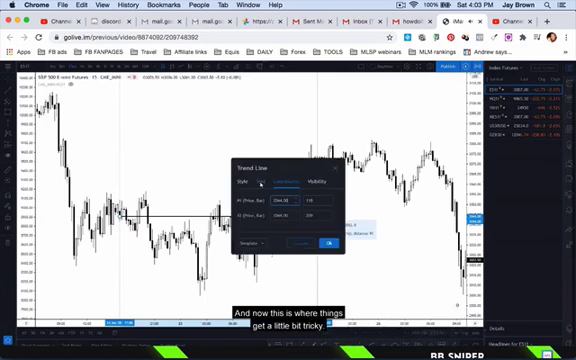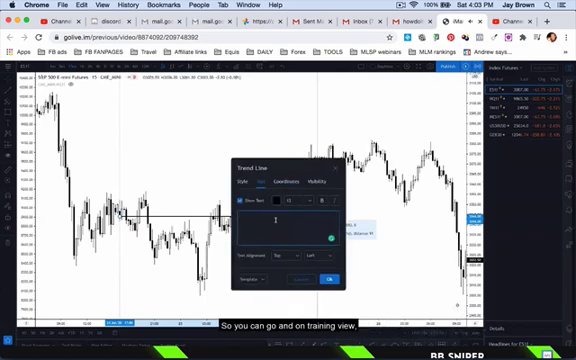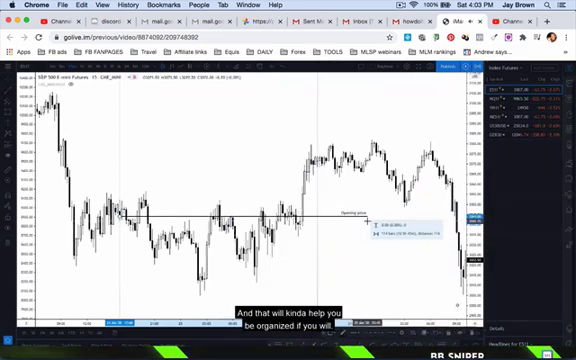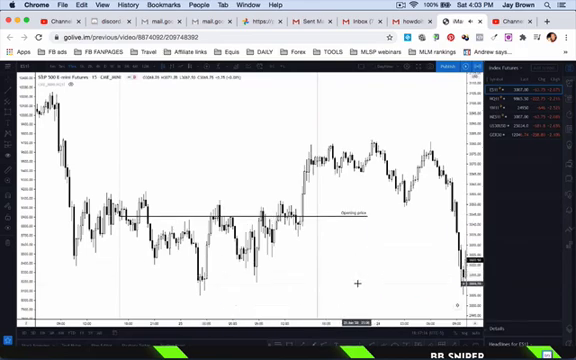Now this is where things get a little bit tricky. On TradingView, you can actually write this out. You could say opening price, put that on the top right, maybe extend it over a little bit, and that will help you be organized, if you will. A little bit of organization, right?